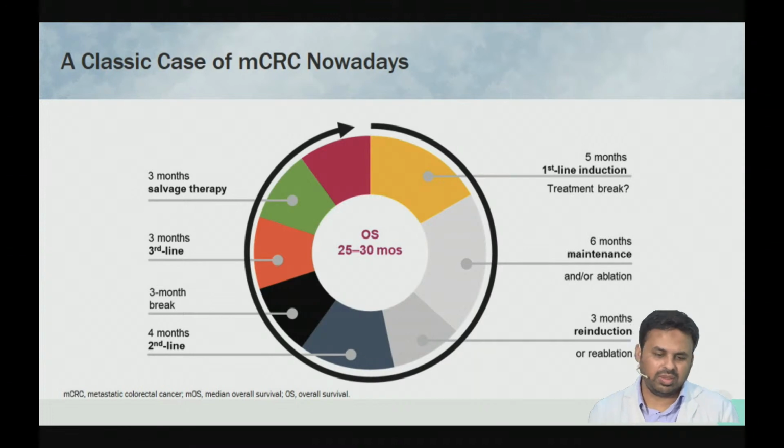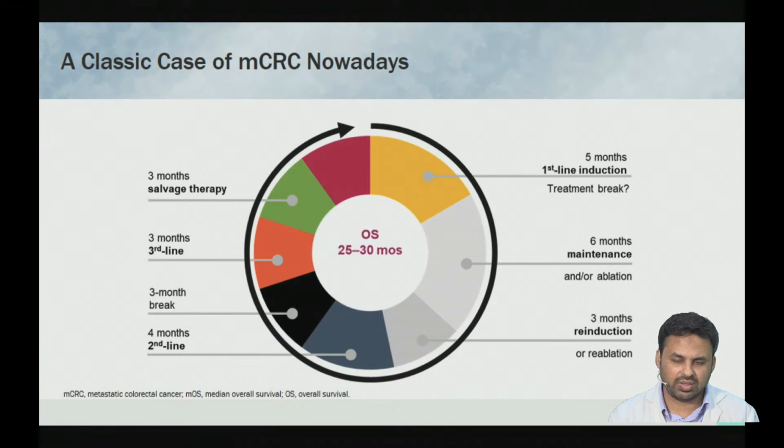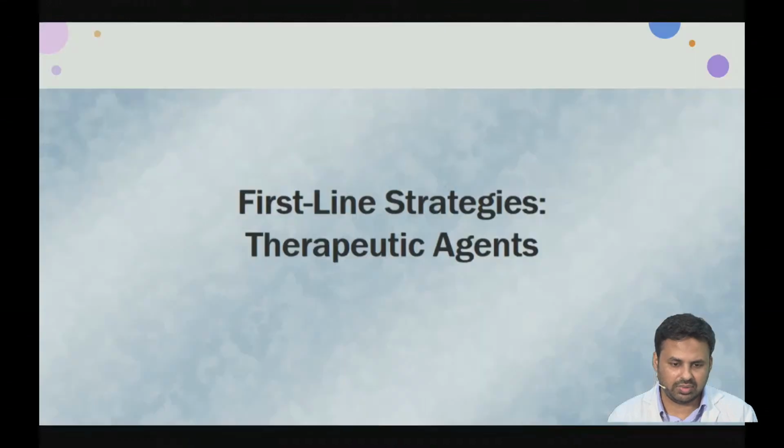So the management of metastatic colorectal cancer starts with first line therapy. Usually it's a doublet chemotherapy with targeted therapy. After the induction, we go on to maintenance, followed by either reinduction or moving to the second line therapy, followed by third line therapy. By doing all this and sequencing the therapies, we have improved the survival to close to 3 years.